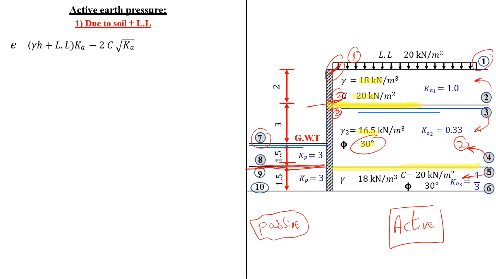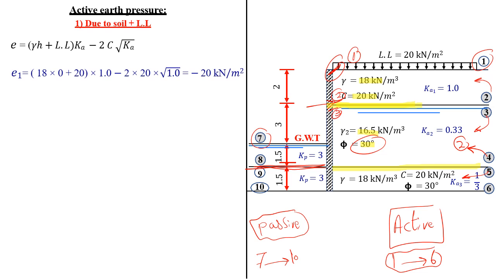For 6 points from 1 to 6, you will use the active earth pressure equation. And for 4 points from 7 to 10, you will use the passive earth pressure equation. So here in this slide, we will do the calculations of the active earth pressure for the points from 1 to 6. So at point number 1, don't just say that I am at the ground surface, so the earth pressure is equal to 0.